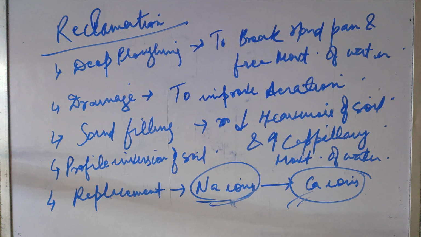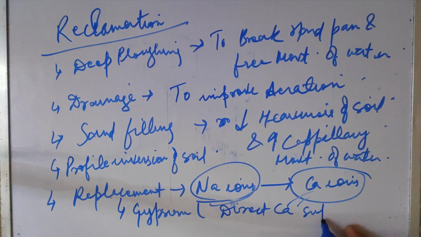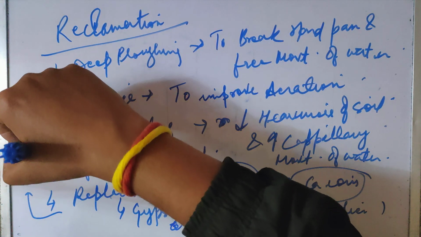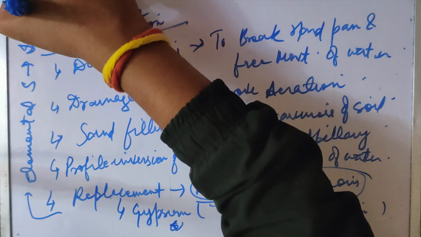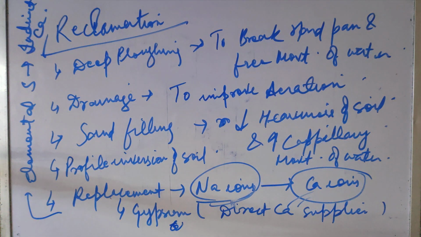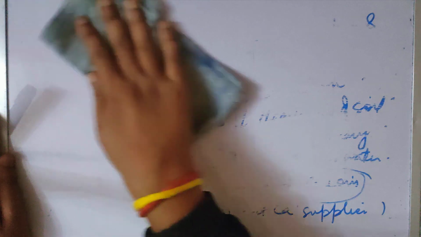We can also use gypsum, because it is a direct calcium supplier. You can also use elemental sulfur, which is an indirect supplier of calcium. So this is how we will reclaim sodic or alkali soil.